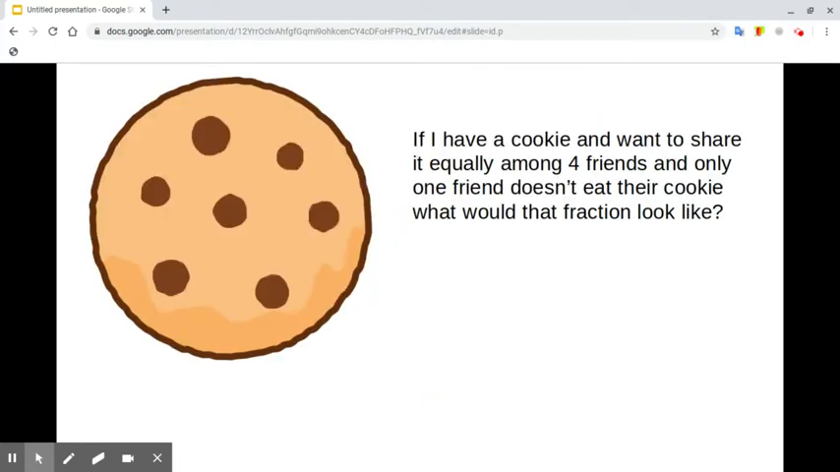So let's do the next problem. If I have a cookie and I want to share it equally among 4 friends, and only 1 friend doesn't eat their cookie, what would that fraction look like? Well, let's begin by dividing our cookie into 4 parts.